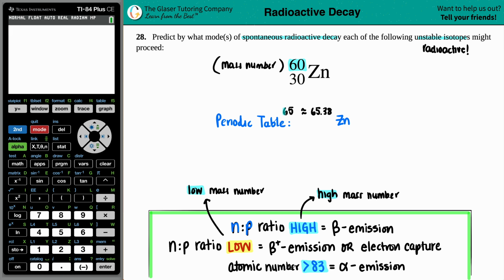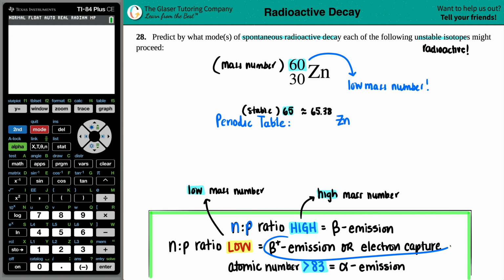This tells us that the 65 generally is going to be one of the most abundant forms of zinc, with a mass number of 65, and that's roughly what is stable. So a zinc that has a mass number of roughly 65 is going to be the stable one. But the one that they gave us had a mass number of 60. So now we have the context that this is a relatively low mass number. And relatively low mass numbers correlate with low neutron to proton ratios.